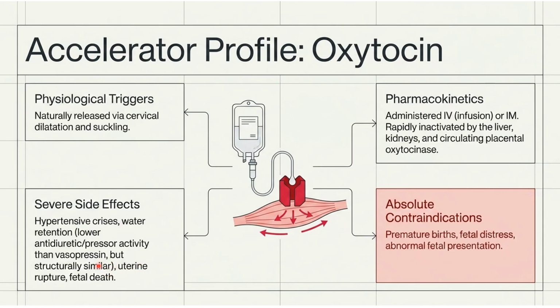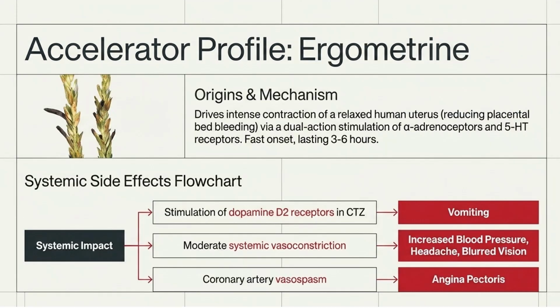It can lead to uterine rupture in case of fetal malpresentation, or even obstructed labor and fetal death. Now, the absolute contraindications, therefore, are premature birth, fetal distress, and abnormal fetal presentation.